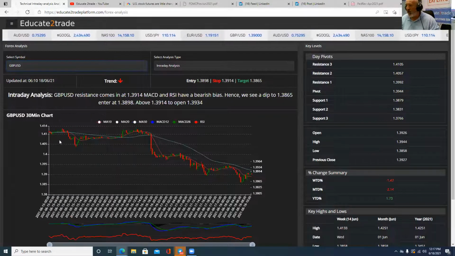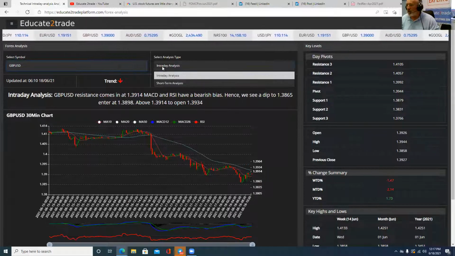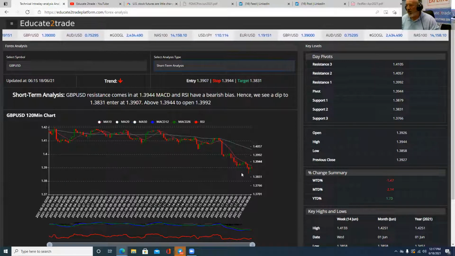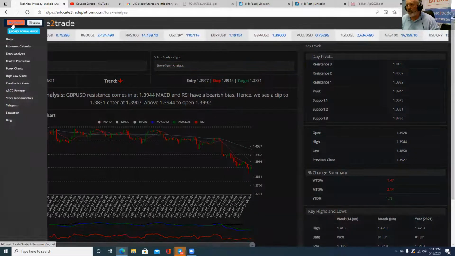Any other one you want to have a look at? GB pounds, look at that, see where it's come off. It gives you the clue here, the dip below 1.3865, again from the opening and where we sold off this morning. Short-term analysis, intraday analysis, slightly different things, and we'll go into that later.